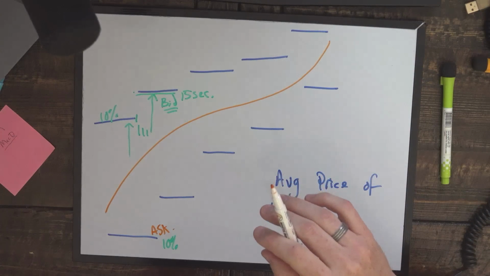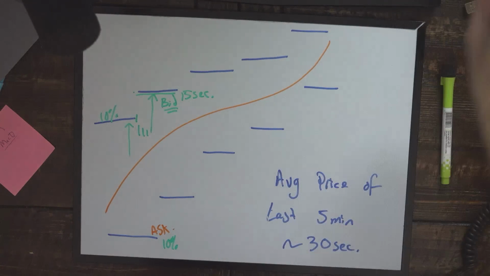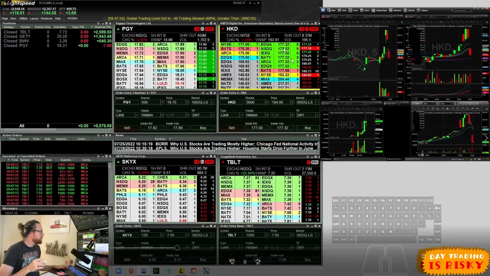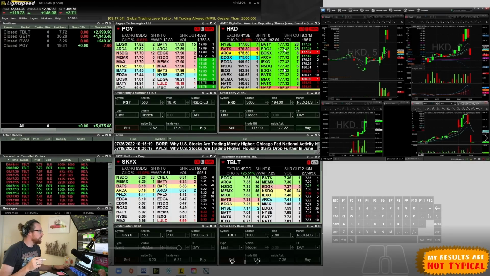So the current time is 10:04:14. Now let's watch this. So 15, 16, and now notice this stacking. You're getting a stack of sellers here. So this is most likely going to halt.